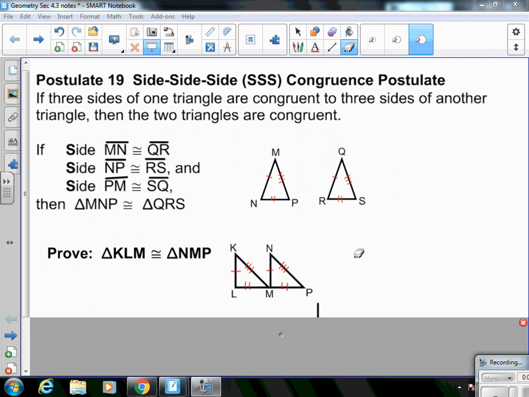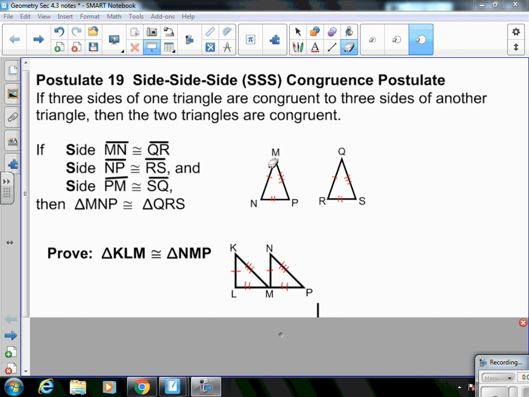Starting off here, we have postulate 19, the side congruence postulate. Most times you'll just see it abbreviated as SSS. If three sides of one triangle are congruent to three sides of another triangle, then the two triangles are congruent. So this postulate just tells us that all we have to do is prove that all three sides are congruent to each other, and then the triangles will be congruent.